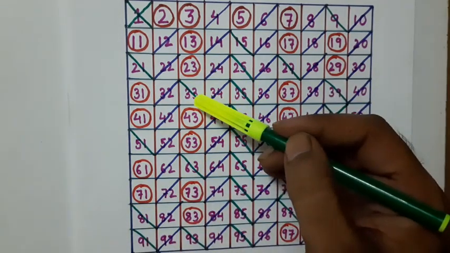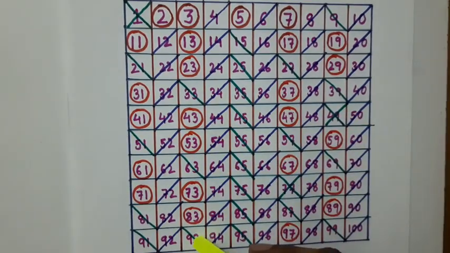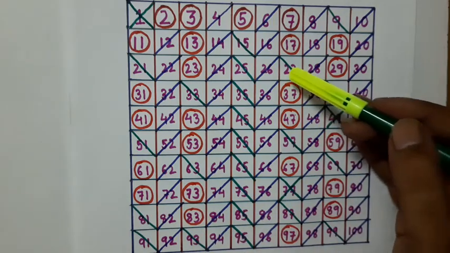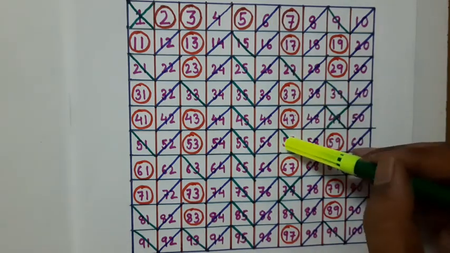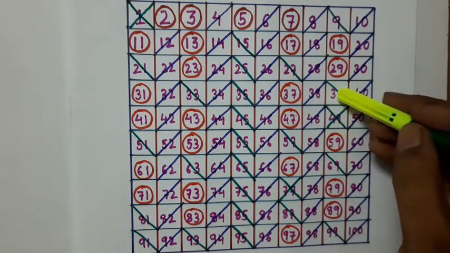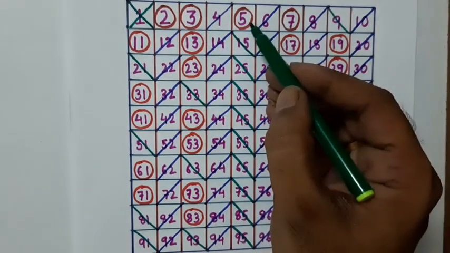You can see here 33, 63, 93. These are all divisible by 3. Next, 27, 57 and 87. And here 39, 69 and 99. These are all divisible by 3. So 2, 3 and 5 we have seen.